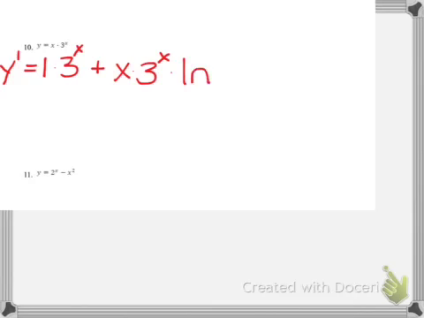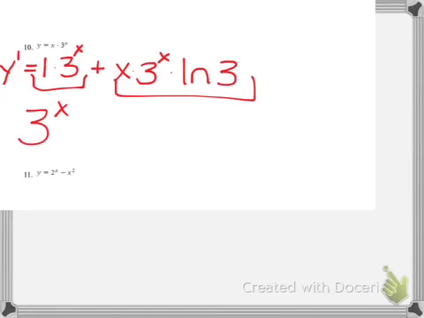I think I have a couple examples. Yep. So what's the derivative of x times 3 to the x? So I would do product rule. So I would have what? Derivative of x is 1 times 3 to the x plus the first function times derivative of second, which is going to be 3 to the x times natural log of 3. Look at these two terms. What can you factor out of 3 to the x? I'd be left with 1 plus x times natural log of 3.